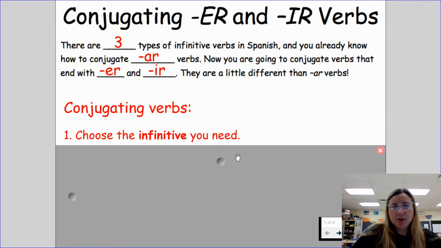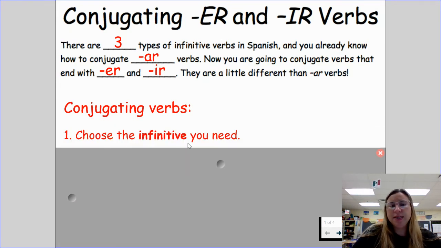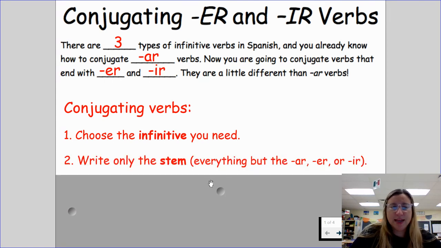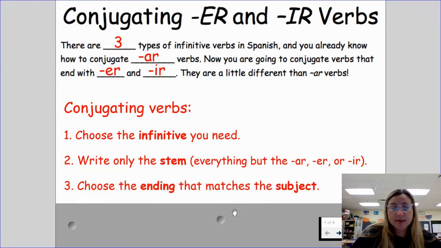When you conjugate verbs, the first thing that you do is choose the infinitive that you need. So if I want to talk about dancing, then I would need to choose the verb bailar. That's an AR verb. If I want to talk about eating, then I would need to use the verb comer. That's an ER verb. So that first step remains the same. Second step also remains the same. You write only the stem, or you could choose to write out the verb and then chop off the AR, ER, or IR ending.